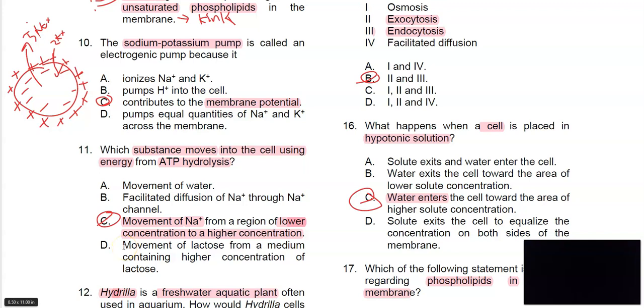For D, movement of lactose from a medium containing higher concentration of lactose. The movement of lactose from high concentration to low concentration is obviously passive transport, so it does not require any energy. So that leaves you with C, which is movement of sodium ion from a region of lower concentration to a region of higher concentration.